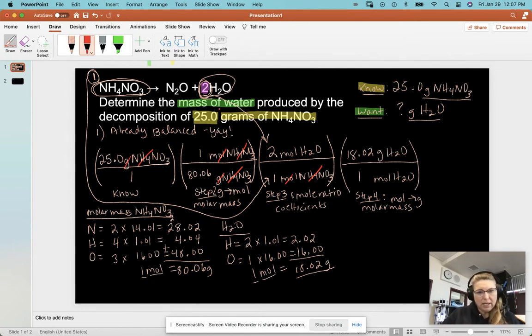Now, once again, I can cancel my moles of H2O because I have them on the top and on the bottom. I'm left with grams of H2O, which is exactly the units that we want to have. So once we have the units we want, we are ready to do our calculation. We're going to go ahead and simplify this. What we're going to do is multiply all of the numbers on the top times one another. So this would be 25.0 times 1 times 2 times 18.02.